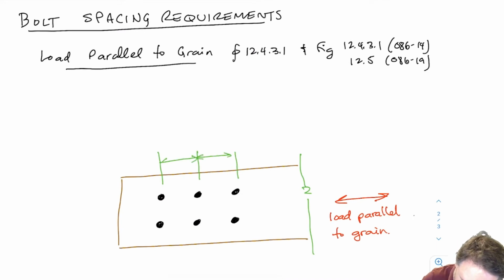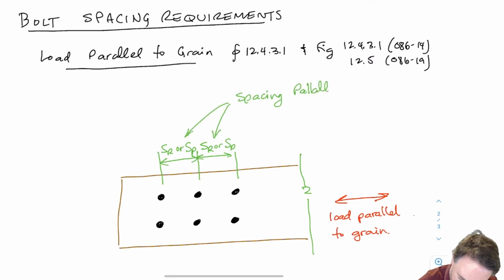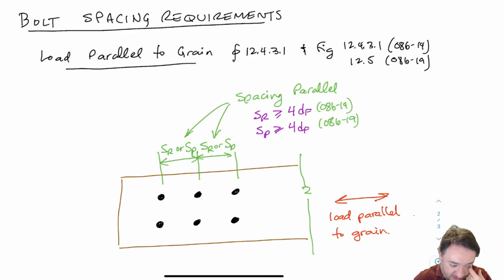Okay, and this one in 08614 is called SR for the within-row spacing, or in 08619 it's called SP, which is spacing parallel to grain. So SR or SP. So you notice that the requirement hasn't changed. It's still 4 times the bolt diameter that is the required spacing parallel to grain, but the parameter, what it's labeled, has changed. Okay, so that's row spacing.